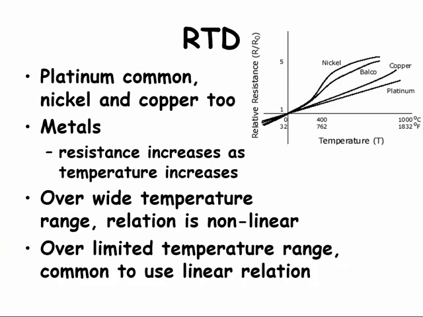The metals used are platinum, nickel, or copper. With these metals, the resistance increases as temperature increases. Over fairly wide temperature ranges, the relation between metal resistance and temperature is nonlinear. The common practice is to use RTDs over a more limited temperature range so that the relation used can be assumed to be linear without creating large measurement errors.